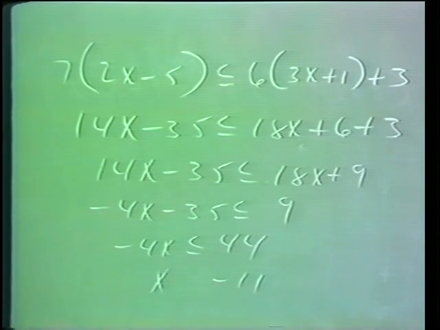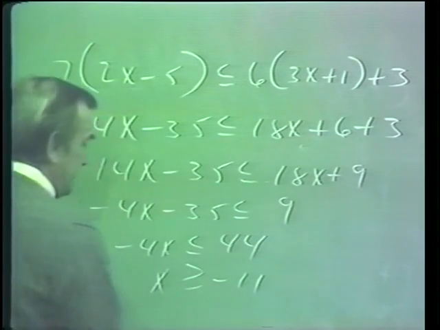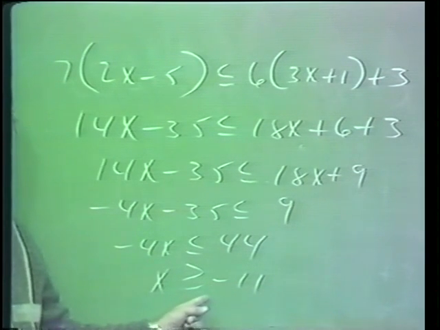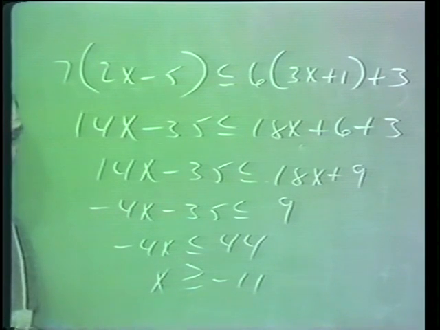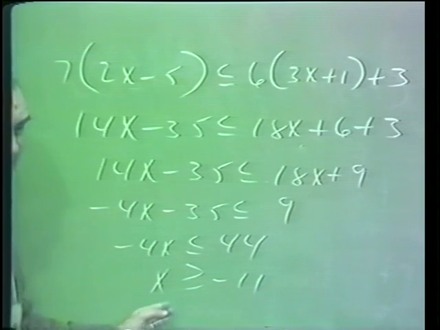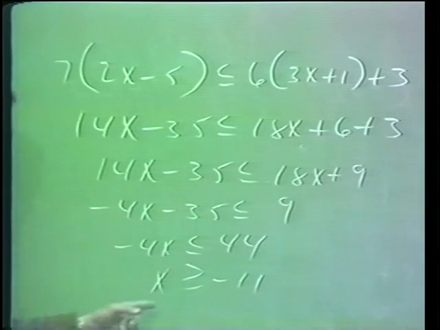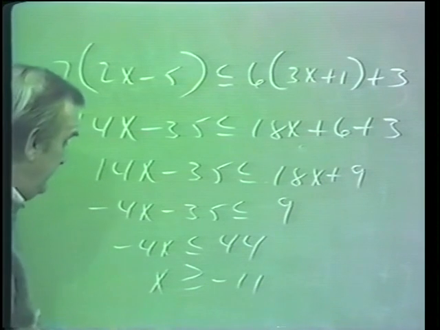But since I divided by a negative, I have to reverse the order. Some students look at the answer, and if the answer is negative, they change the order. That's not true. The answer has nothing to do with that symbolism. It's what you are multiplying and dividing by that affects the symbolism. And since we divided both sides by a negative, that's what determines what we do with that symbol. And there it is.